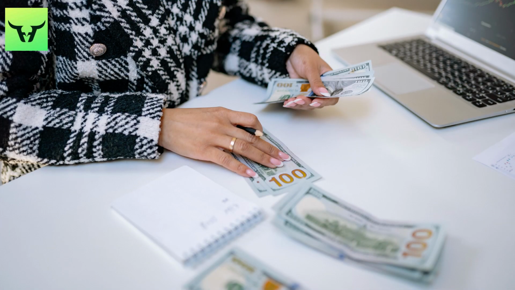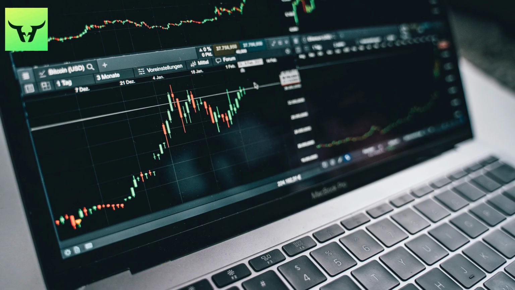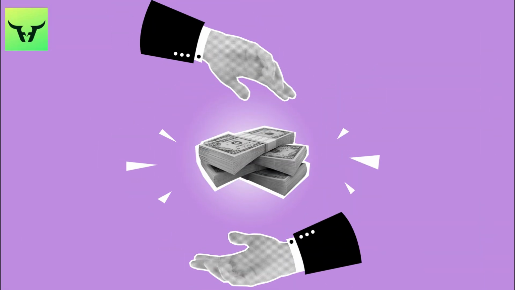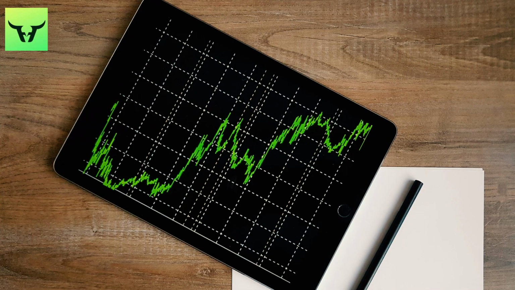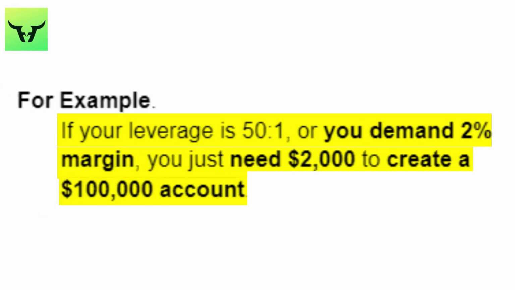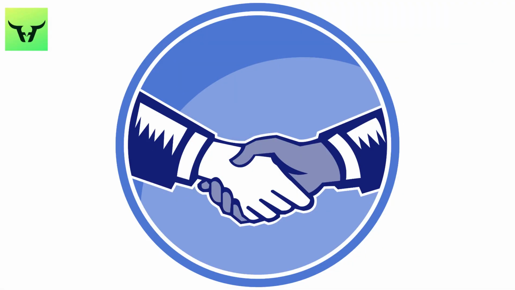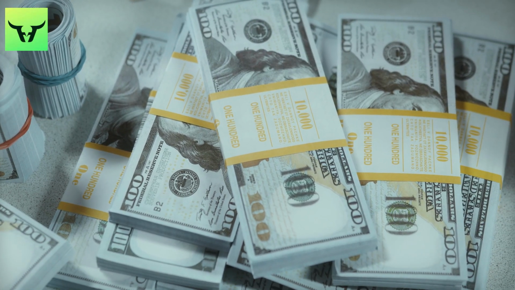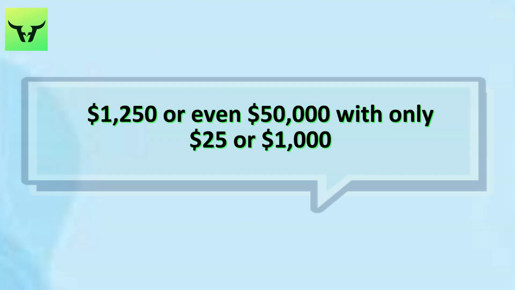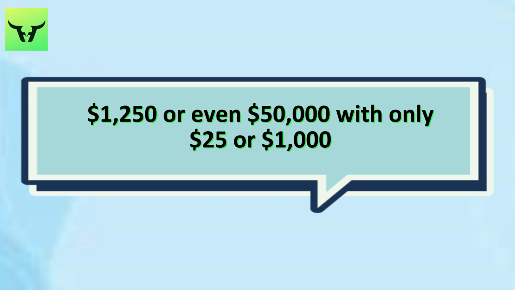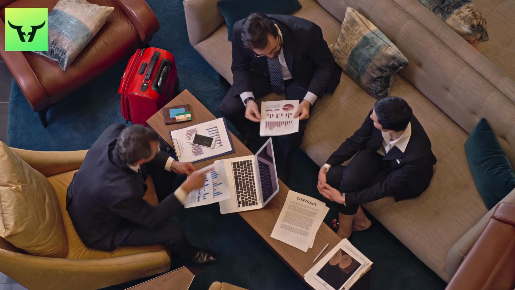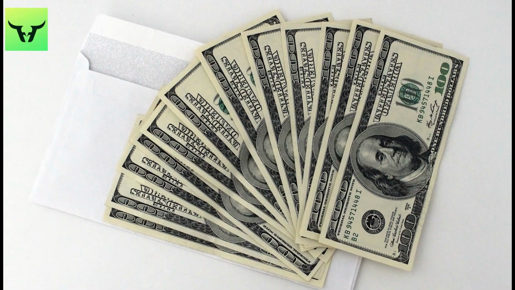Simply put, leverage is the connection between the amount of your trade, known as position size, and the actual money you have for trading, known as trading capital. For example, if your leverage is 50-1 or you demand 2% margin, you just need $2,000 to create a $100,000 account. Margin trading allows you to open large deals with only a fraction of the money you usually need. This is how you may do transactions for $1, $250, or even $50,000 with only $25 or $1,000. It allows you to make greater deals with less money at the start.